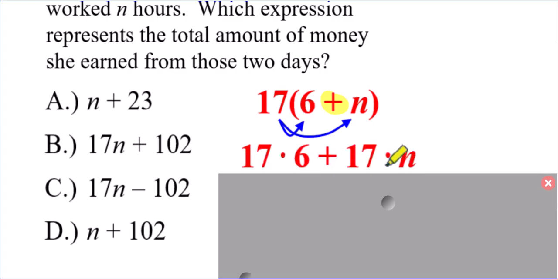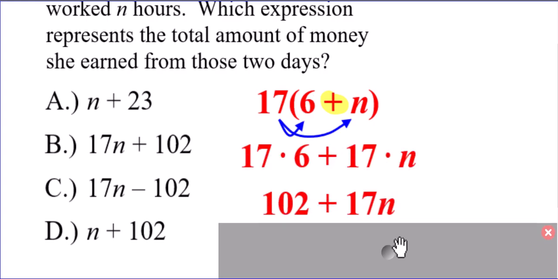17 times 6, 17 times N. That's going to give me 102 and 17N. Well, the order is backwards, but not a big deal. Commutative property says you could switch the order here within the addition and have 17N on the left and 102 on the right. So, ding, ding, ding, ding, ding, choice B is the correct answer.